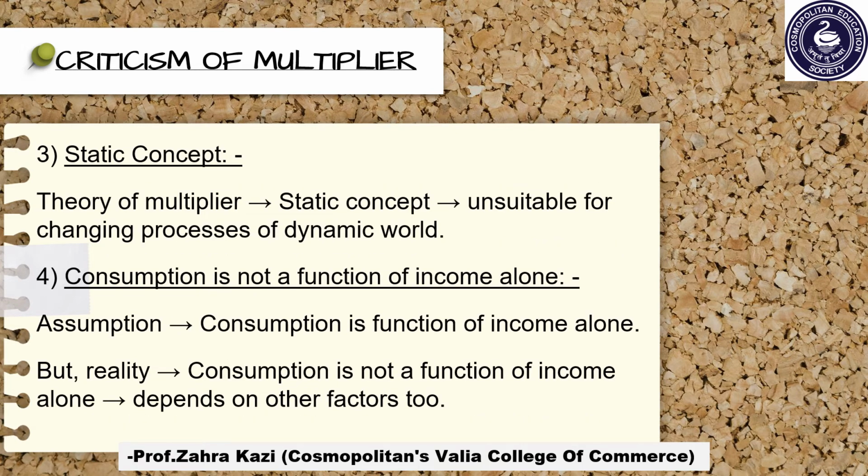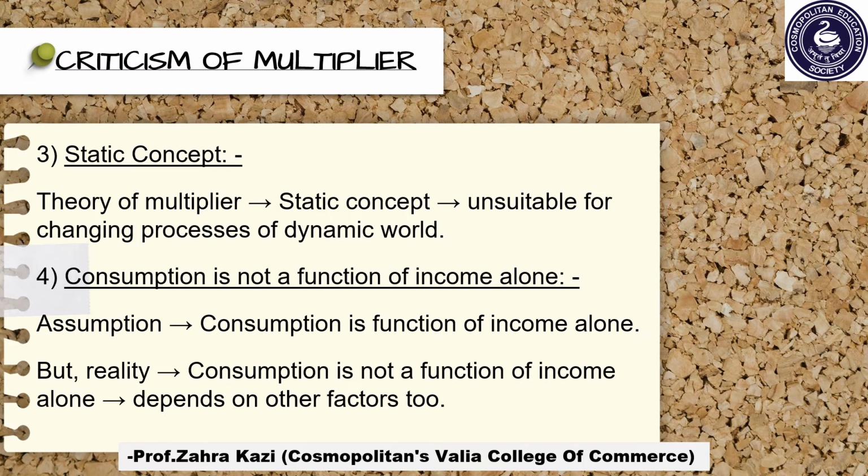The third limitation or criticism of multiplier is static concept. The theory of multiplier is a static phenomenon. Static phenomenon or static concept means that it does not change, it remains the same throughout. Therefore, this concept is said to be unsuitable to the changing processes of the dynamic world.